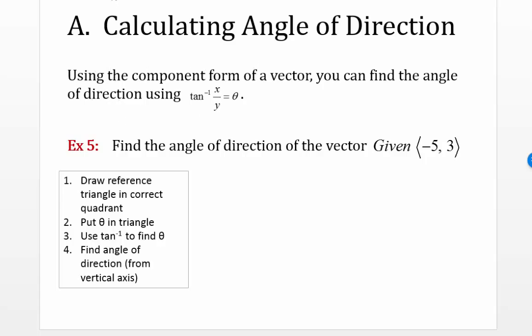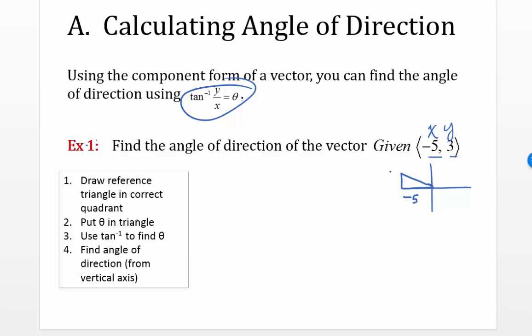So using the component form of a vector, you can find this angle using this relationship of tangent. We know inverse tangent of y over x is going to give us theta. So for instance, find the angle of direction given this vector, -5, 3. Here are your steps. The first thing you want to do is draw yourself a reference triangle in the correct quadrant. Where are your x coordinates negative and your y coordinates positive? Hopefully you catch by now that's over here in quadrant 2.